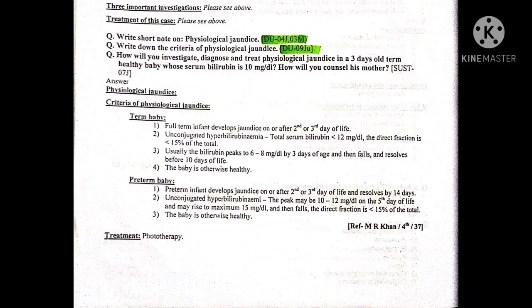In preterm baby, the jaundice develops on or after second or third day of life and it resolves by 14th day. The unconjugated hyperbilirubinemia occurs and the peak may be 10 to 12 mg per deciliter on 5th day of life and it may rise maximum to 15 mg per deciliter and then falls. The direct fraction is less than 15% of the total bilirubin. The baby is otherwise healthy. Treatment is phototherapy.